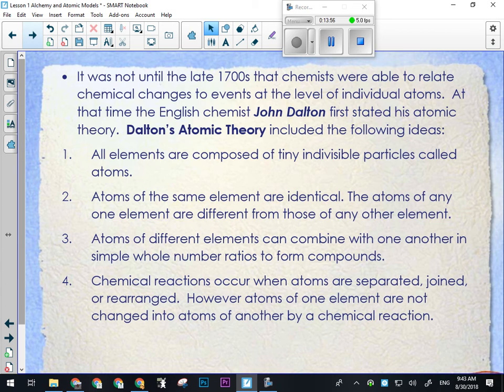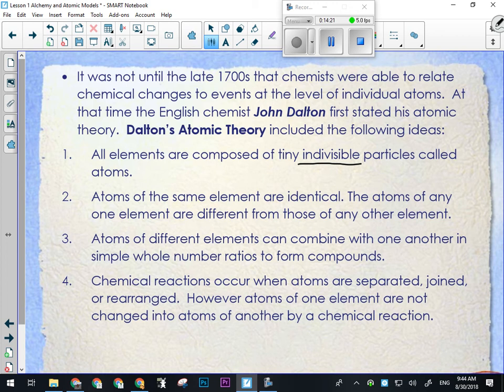First point is Democritus's point: all elements are composed of tiny, indivisible particles known as atoms. Now, we need to make sure we use the right word here. This is indivisible, not invisible. Invisible means people can't see you, and while we can't see atoms, it's not because they're invisible, it's just because they're really, really small.